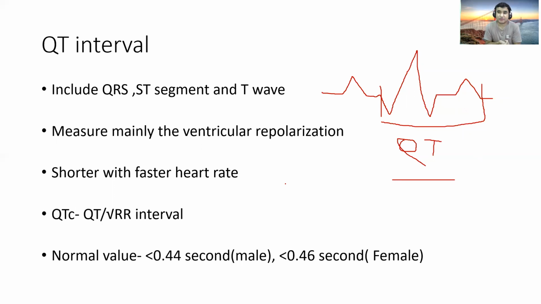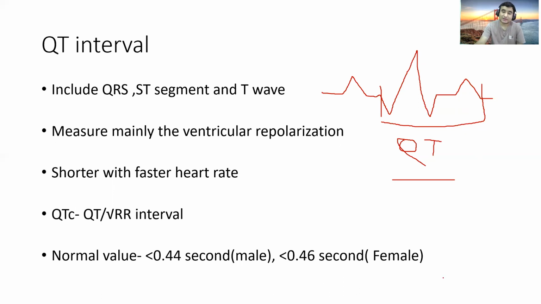It mainly shows the ventricular depolarization and repolarization. So if there is any problem in the ventricular depolarization and repolarization process, then there can be a prolongation in the QT interval. That's why we need to know about the QT interval. But it is subject to change with the change in the heart rate. It is shorter with a faster heart rate and longer with a slower heart rate. That's why we need to have certain corrections.